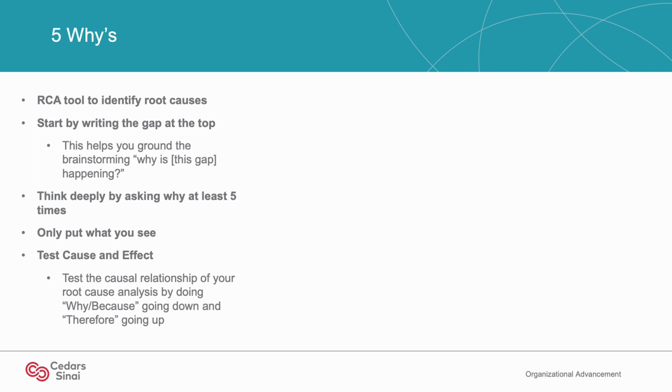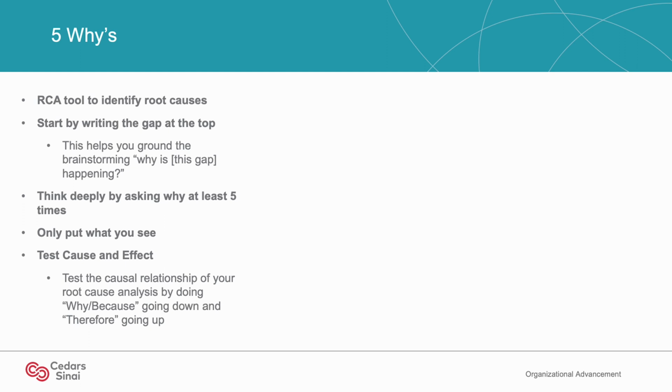Root cause analysis is also referred to as the 5 whys. When going through a 5 whys exercise, you need to start with the numeric gap you identified in your problem statement. This will help you ground the brainstorming piece of the exercise. From there, you need to begin brainstorming why the gap is happening by asking why a couple of times in order to land on a root cause. A rule of thumb is to try asking why at least 5 times in order to land on the root cause. And you'll know when you landed on a root cause when you can say, I can do something about that.